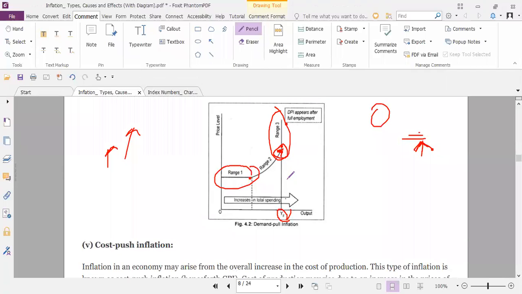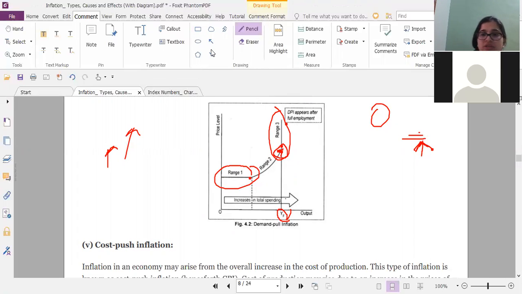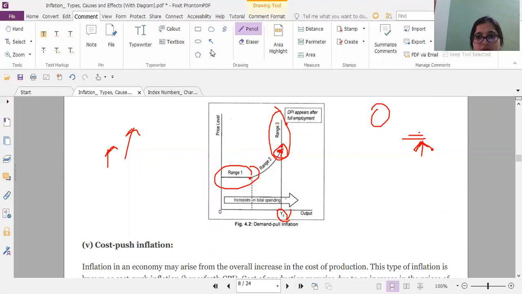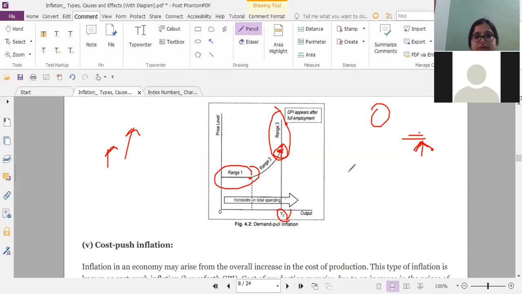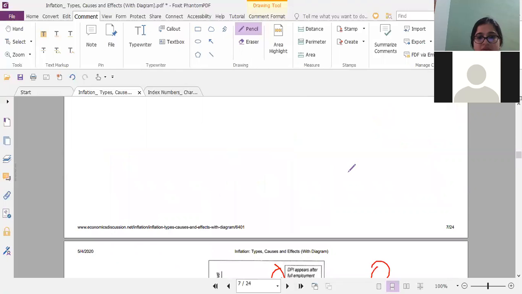And any doubts so far? I think we'll stop here. Cost push inflation. We'll look at this topic, cost push inflation, in our next class. So if there's any doubt, you can ask me. Yes, if there's any doubt, you can ask me. Any doubt? Did you understand this?